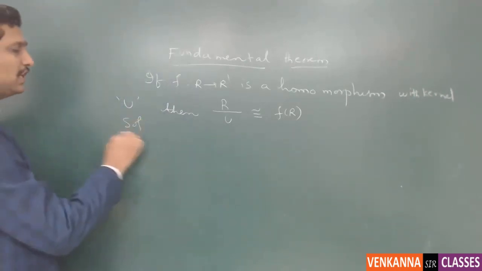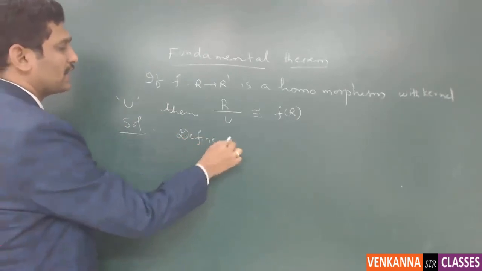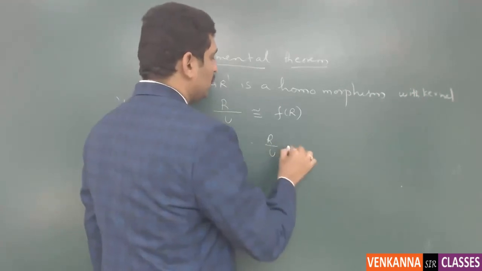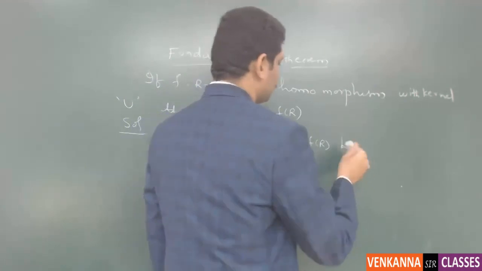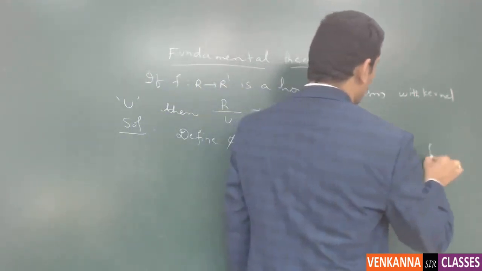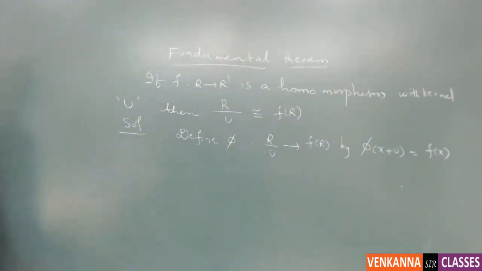So for the solution, you define a function phi from R/U to f(R) by phi of (x + U) equals f(x). How is this function defined? It is very simple, based on the sets you have taken.